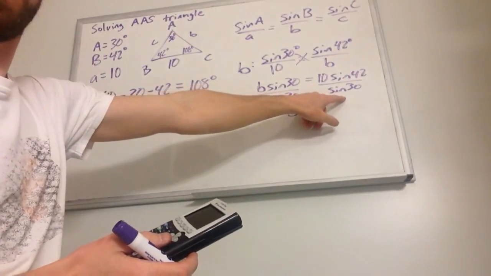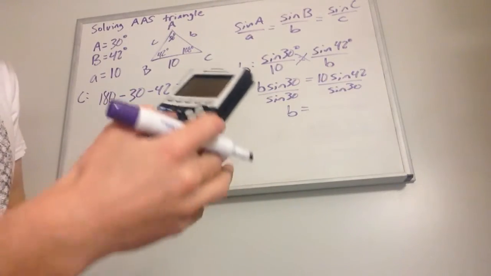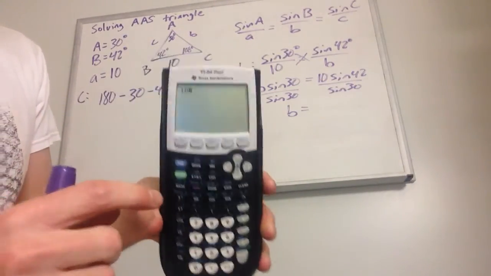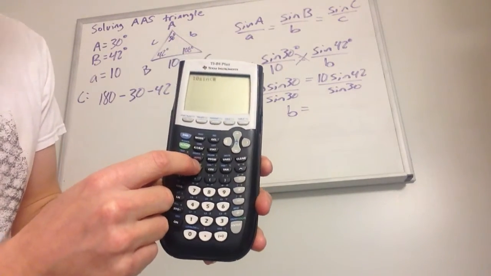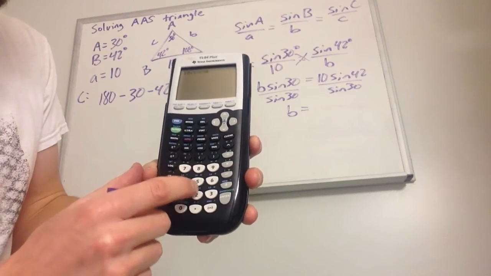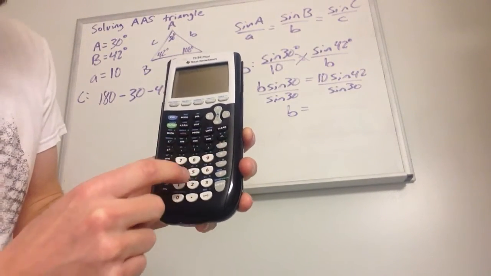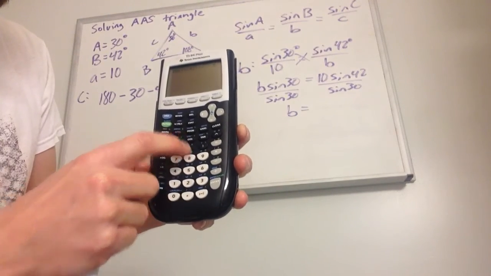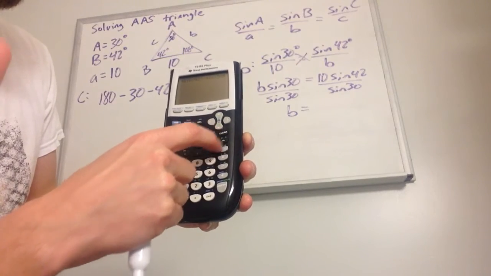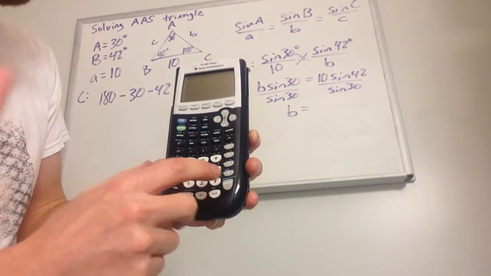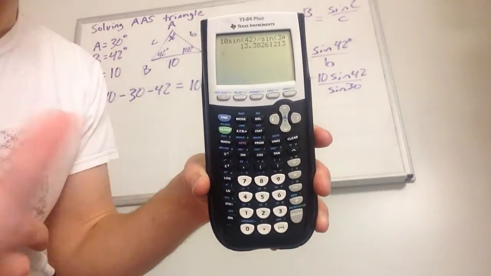I can just type all of this into my calculator, pretty much how it looks. So 10 sine 42, making sure I'm in degree mode, divided by sine 30. And that is 13.38, approximately.